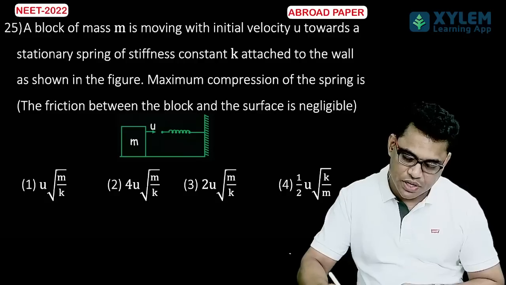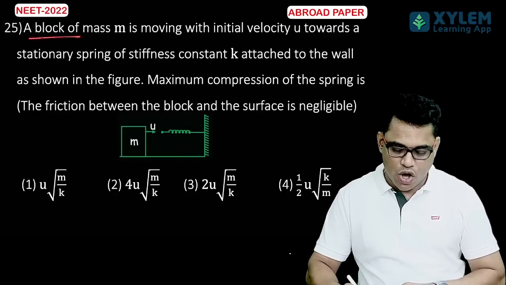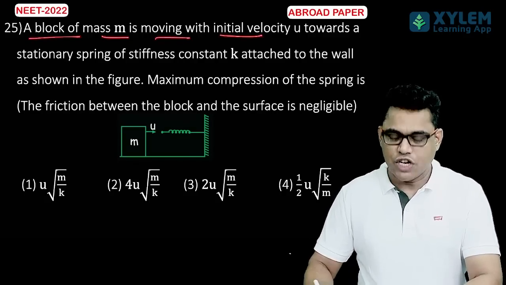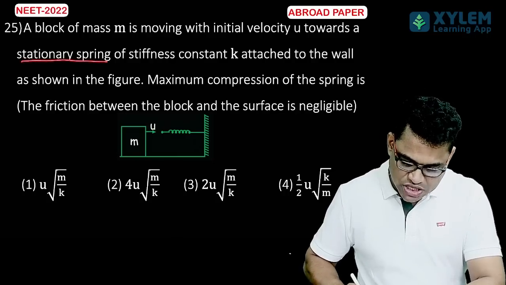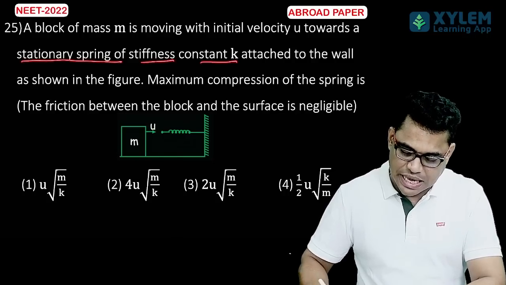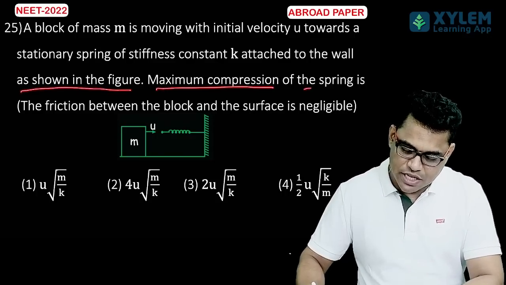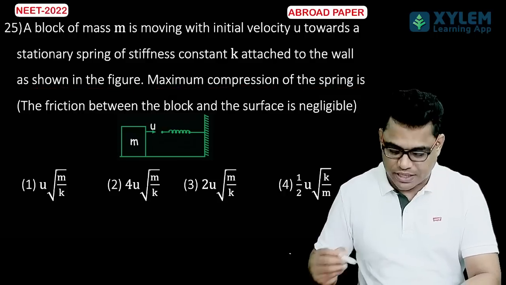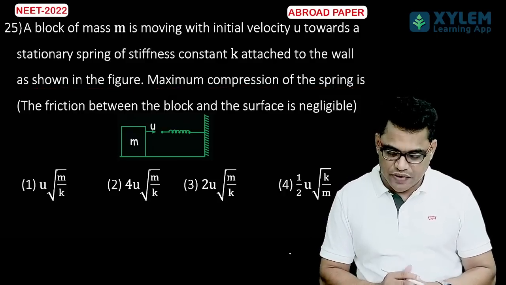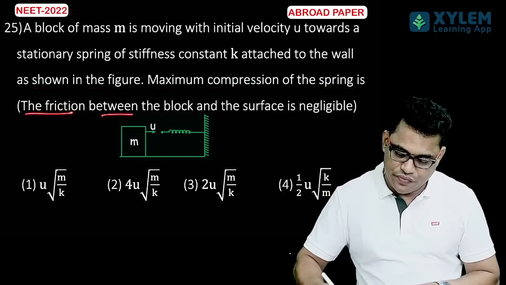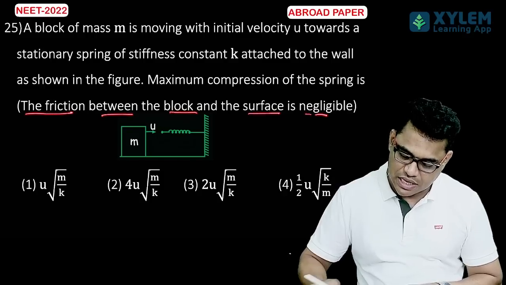Next one, 25th question. A block of mass m is moving with initial velocity u towards a stationary spring of stiffness constant k attached to the wall as shown in the figure. Maximum compression of the spring is, what is the maximum compression? One more piece of information is given here. What is that? The friction between the block and the surface is negligible.